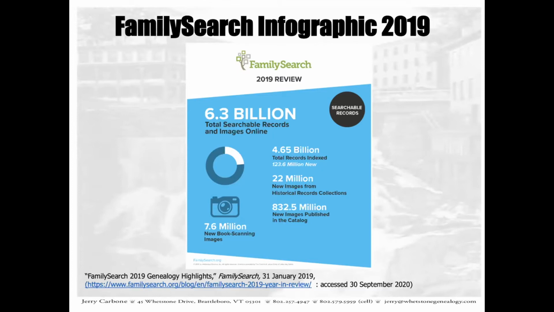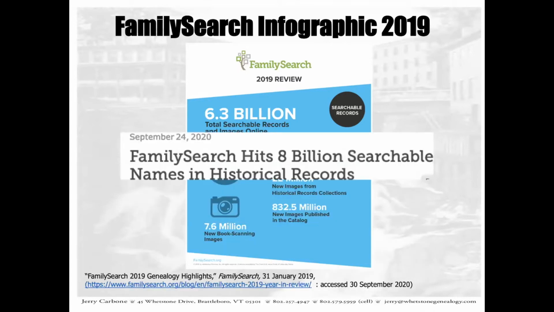New images from the historical records collections, and that's another part of the FamilySearch ecosystem that we'll talk a little bit about. 22 million new images there, 832.5 million published in the catalog, which is what we're going to be dealing with. And you can see some book scanning. I was trying to find an infographic for 2020 and I couldn't, but I did find this press release that said they hit 8 billion searchable names in historical records. So that's pretty good.